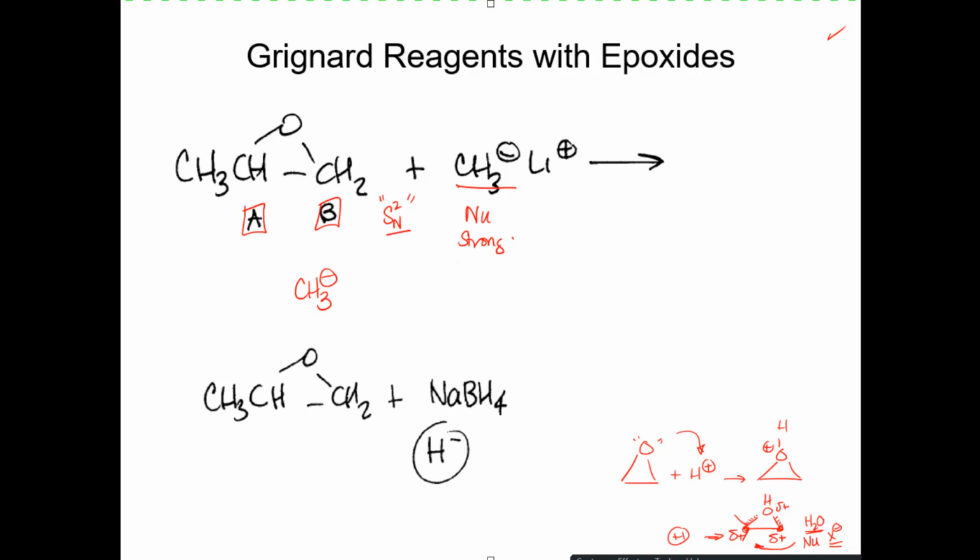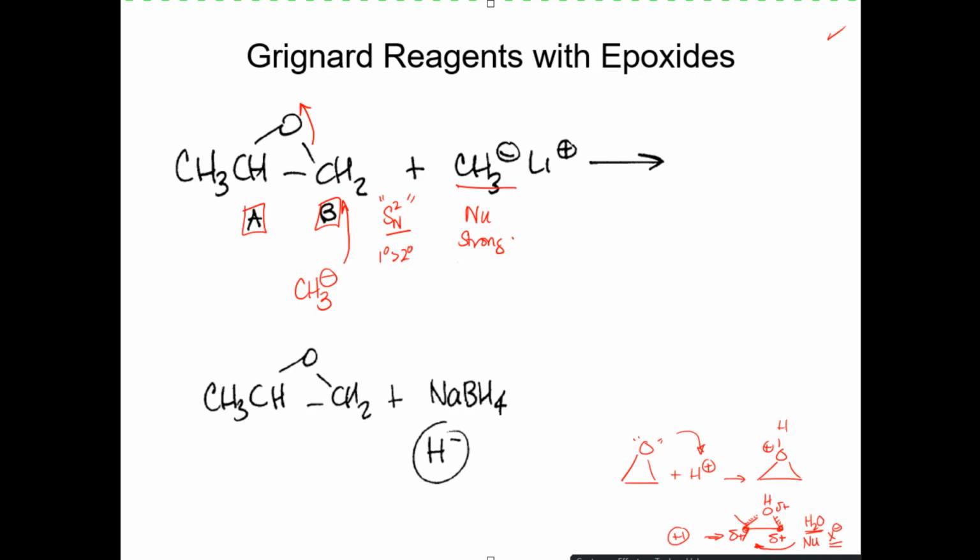So SN2 means what? What kinds of halides react the fastest in SN2? Primary reacts faster than secondary, right? Tertiaries didn't undergo SN2. So which carbon is this strong nucleophile going to attack? Attack the one that is least hindered. That's B. And so it'll do that.